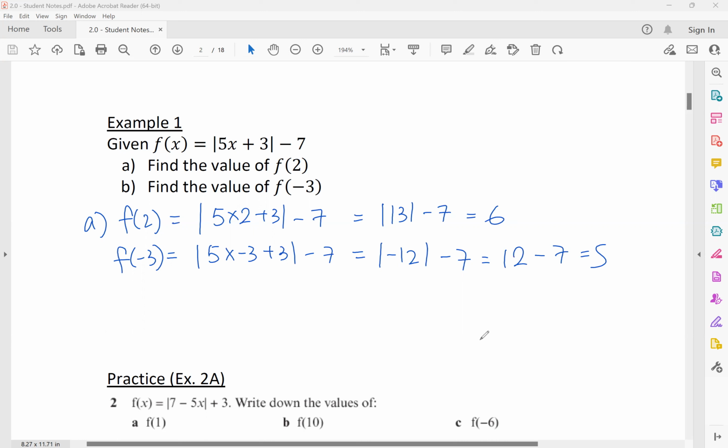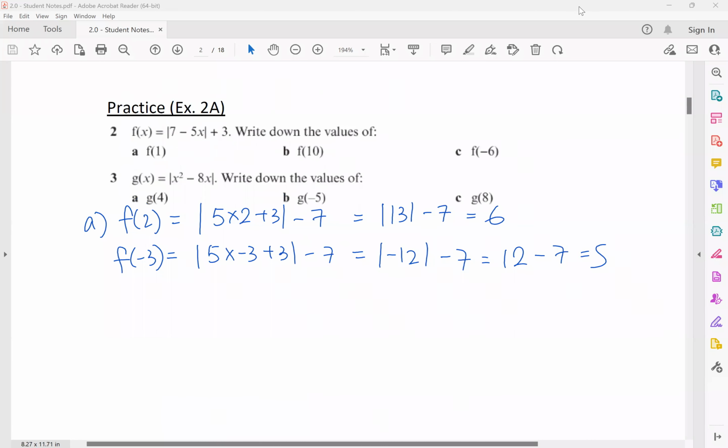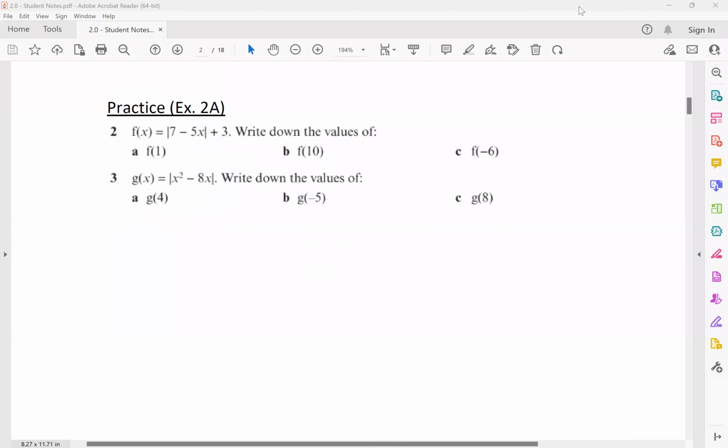So next, you have a little bit of practice questions. You can have a go at these questions. Whenever you're ready, you can press play.